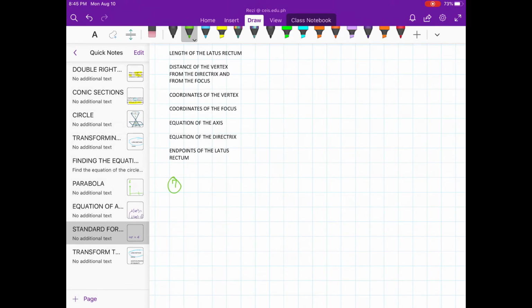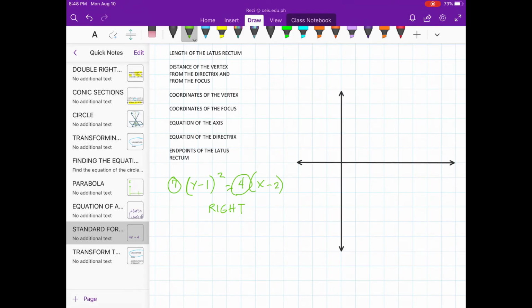Another example, y minus 1 squared is equal to 4 times quantity x minus 2. So we are solving in terms of y. Therefore, our 4p is positive. So the movement or the opening of the parabola is going to the right. From y squared is equal to 4px, our 4p is equal to positive 4. Therefore, p is equal to positive 1.